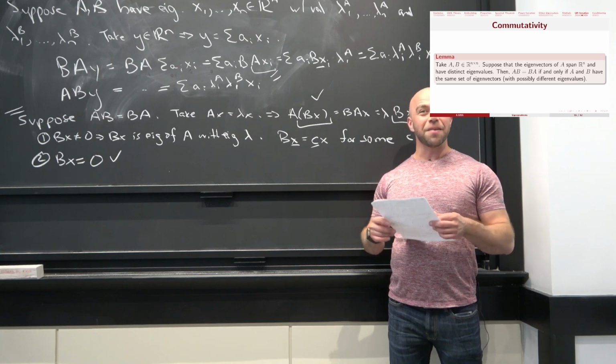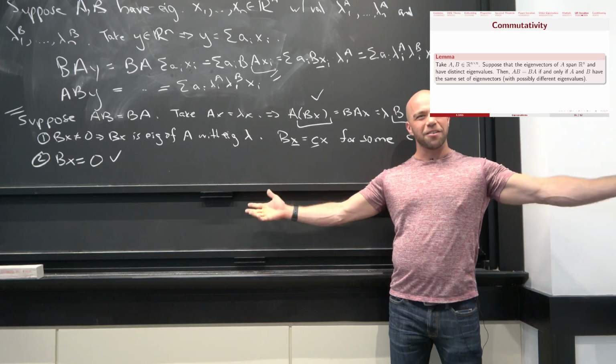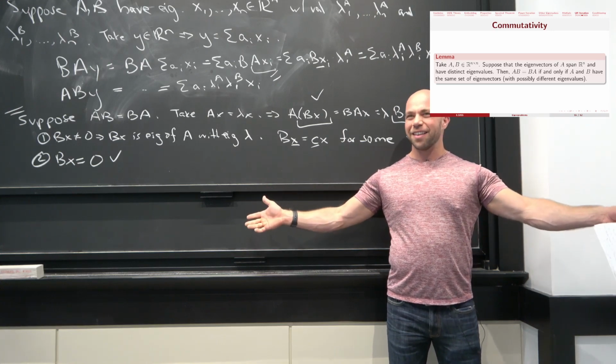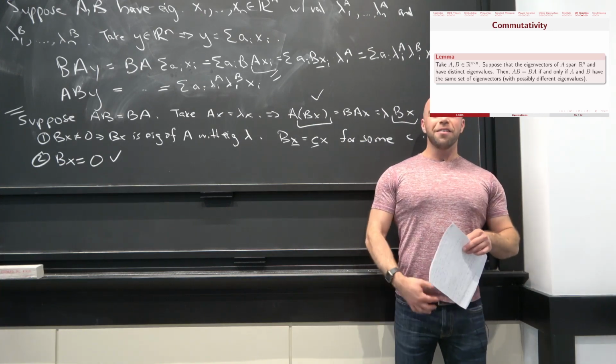Cool. So I claim we're done, right? Because we just showed that all eigenvectors of one of these guys are eigenvectors of the other. The eigenvectors span R^n. So necessarily, that's it, right? We're done. Fantastic. So we've proven this fun fact.